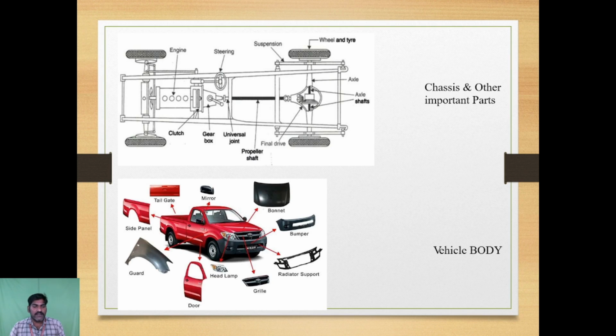Vehicle body: headlamp, bumper, radiator support and grill, door and guard, side panel, tailgate, mirror, and bonnet.